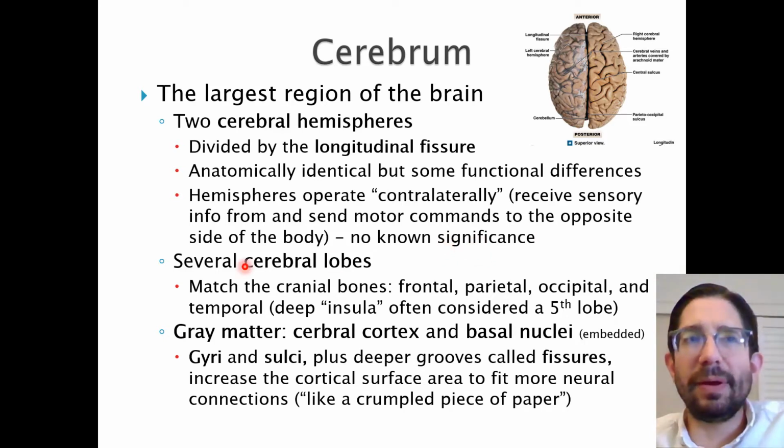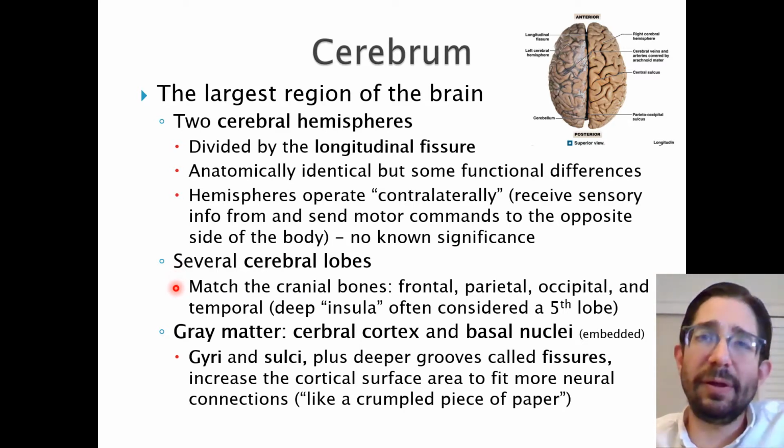Much of what we'll talk about is looking at the cerebral lobes. So many of these lobes of the brain match the names of the cranial bones. So you have a frontal lobe, parietal lobes, occipital lobe, and temporal lobes. And then there's also this insula, or you'll hear it called the insular lobe, which is like the fifth type of lobe of the brain.